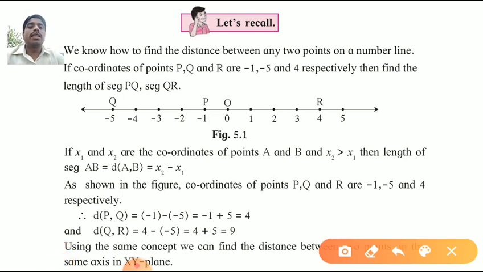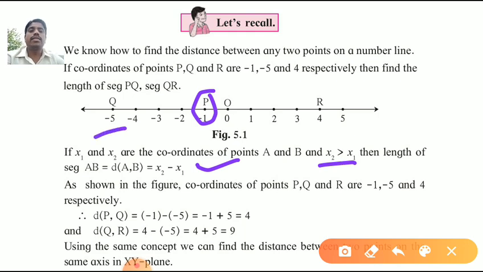The formula is x2 minus x1. The distance between any two points is x2 minus x1, where x2 is greater than x1. That means x2 is larger than x1. Here P is larger, that means -1 is larger than -5.